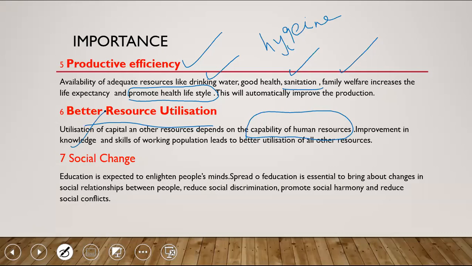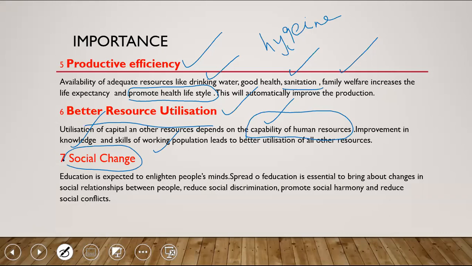Dekho, improvement in knowledge and skills of the working population. So if the knowledge improves, if the skill improves, automatically human beings will become more capable. If they are more capable, then resources will be used well. So again and again we are moving around the same point, education and skill development. Please remember that. Then in addition to all this, what is more important is the social change.